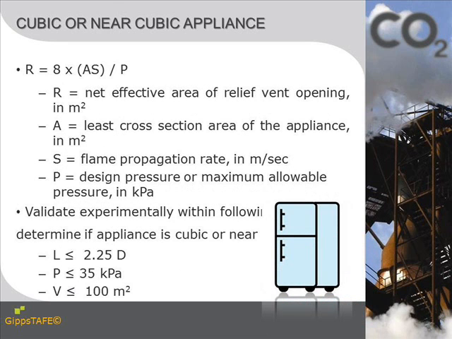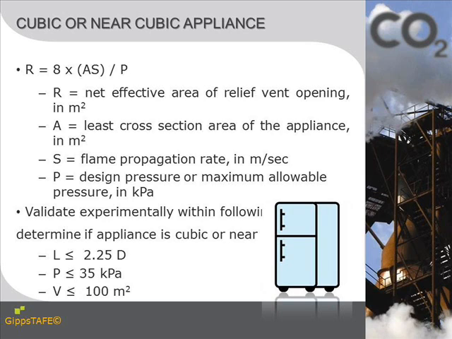If the Type B gas appliance or combustion chamber is cubic or near cubic, the following formula shall be used. R equals 8 times AS divided by P, where R equals the net effective area of the relief vent opening in square meters, A equals the least cross-sectional area of the appliance in square meters, S equals the flame propagation rate in meters per second, and P equals the design pressure or the maximum allowable pressure in kPa.